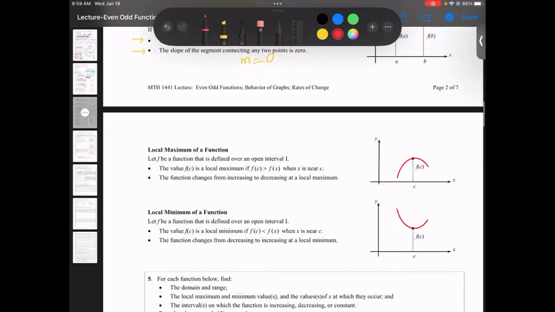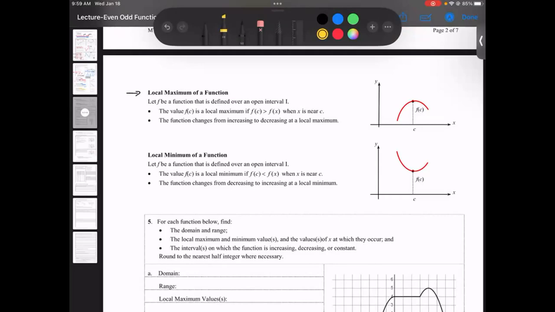And the function is what? The function is increasing. As you can see right here, it's increasing and it stops at that black point right there, and then it's decreasing. The black point right there, we call it the local maximum. It's neither increasing nor decreasing. That's why we always use parentheses for increasing and decreasing intervals, because we cannot include that black point.